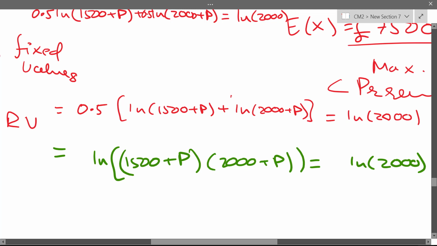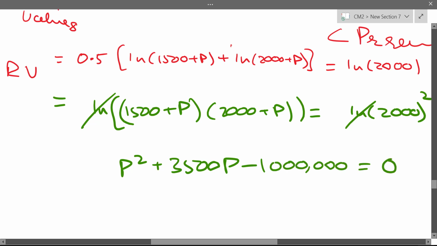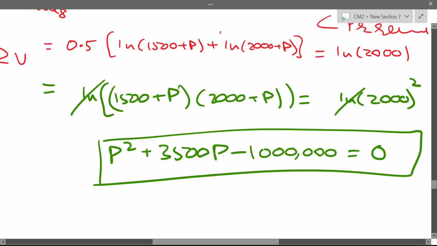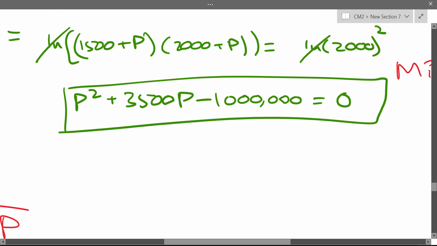If I multiply with 2, the 2 can go in the power, and the log will just cancel out. So this is your equation, and this will lead to a quadratic equation, which will be P squared plus 3500 P minus 1 million equal to 0. You can solve this and get it. If I want to solve this, it's simple: I have to apply the quadratic formula.